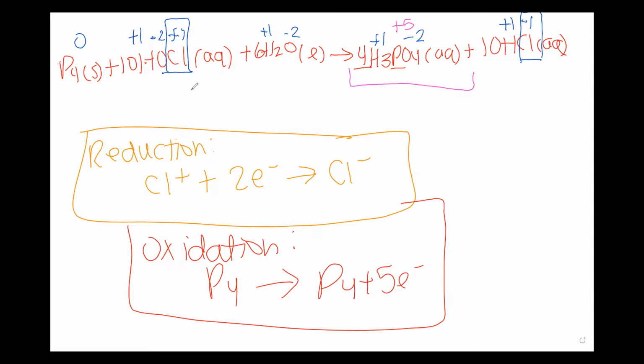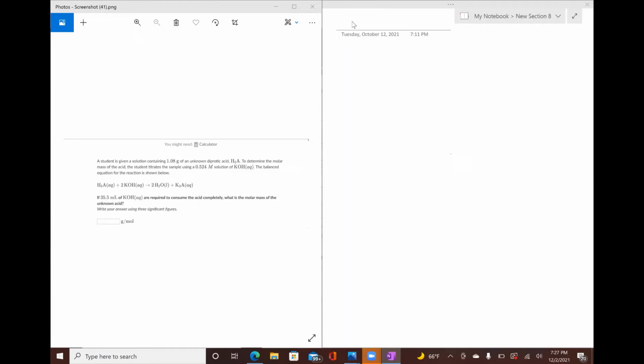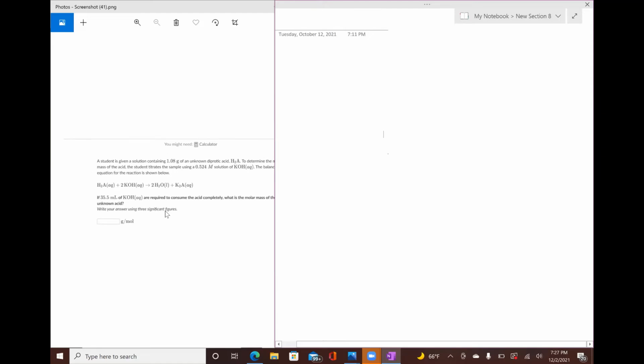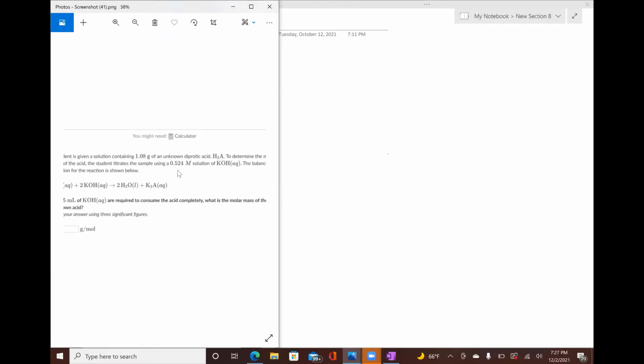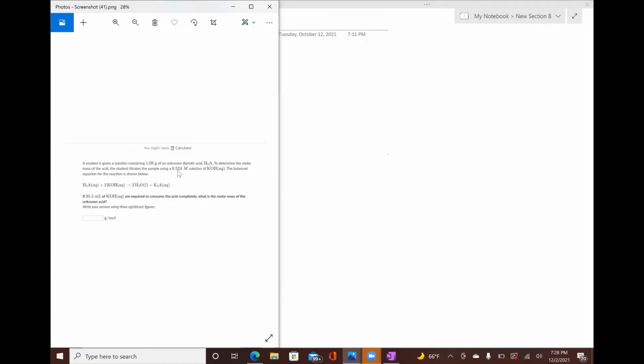Okay, next we're gonna do a stoichiometry problem with titration. We have a somewhat hard stoichiometry problem that is multi-step. So it says that a student is given, wait, you can see the whole thing, right? Yeah, I can see the whole thing. Okay, so a student is given 1.08 grams of an unknown acid, H2A, and to determine the molar mass of the acid, the student titrates the sample using a 0.524 molar solution, and the balanced equation is shown below. So if 35.5 milliliters of KOH are required, what is the molar mass of the unknown acid?